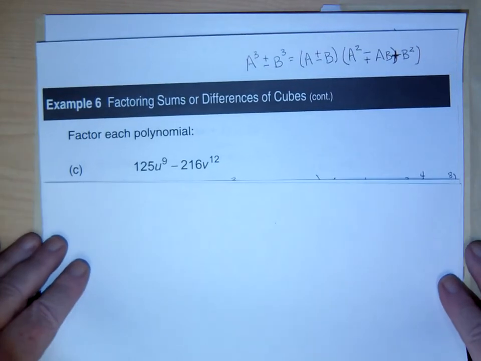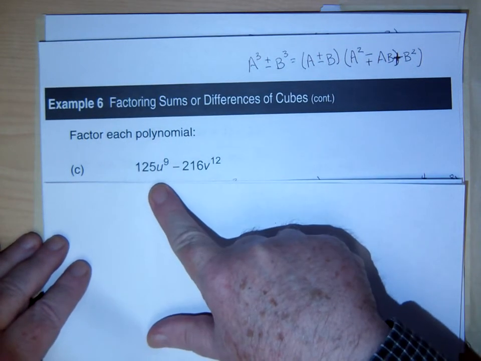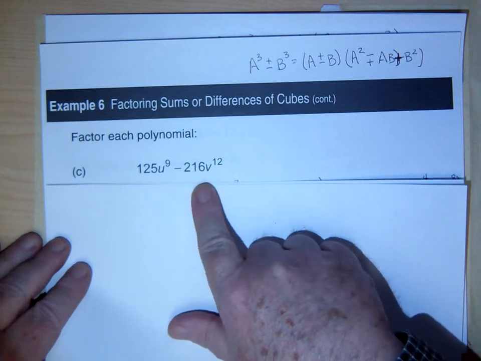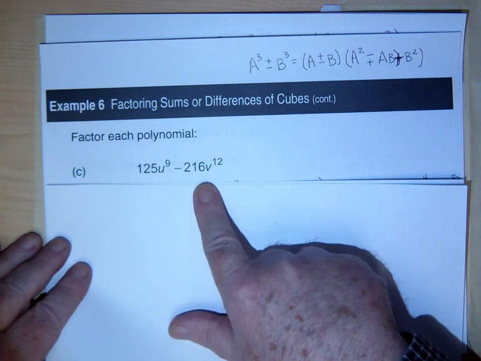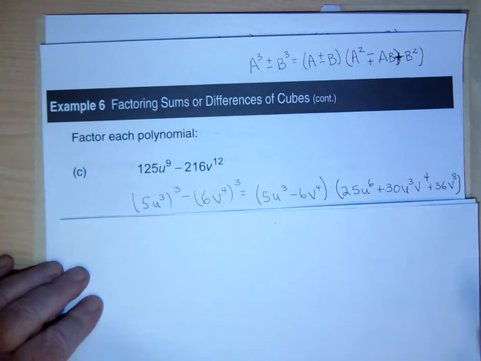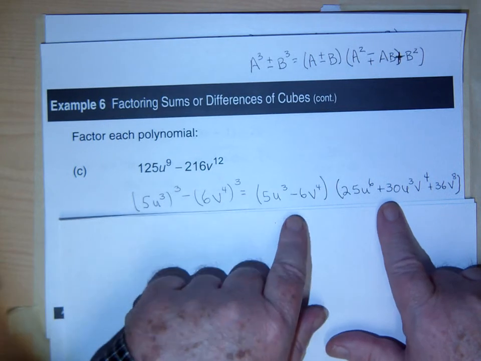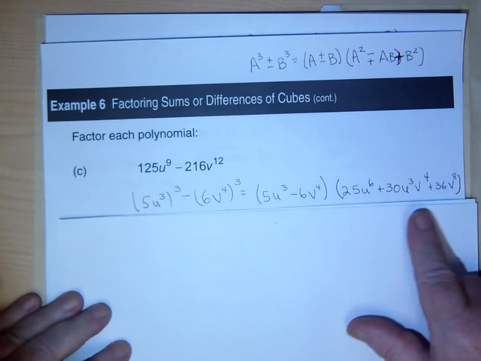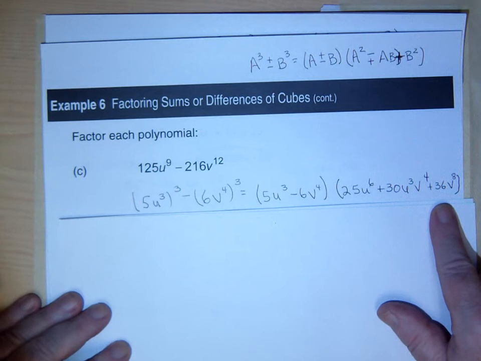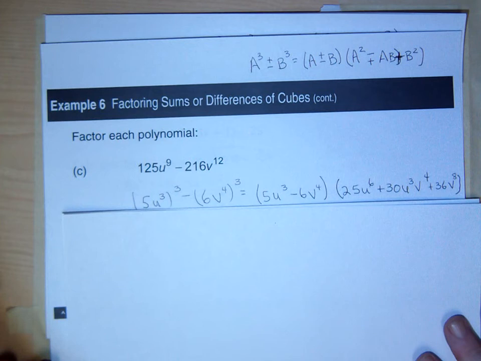Sometimes it can be a little bit more disguised. Here I recognize that this is 5u cubed whole cubed, and this is 6v to the 4th whole cubed. So I make that observation. Then this is the difference of perfect cubes, which can be factored in this way. 6 times 5 is 30. It's going to be a plus because of the minus in the middle. And this is 36v to the 8th, which is the square of 6v to the 4th.